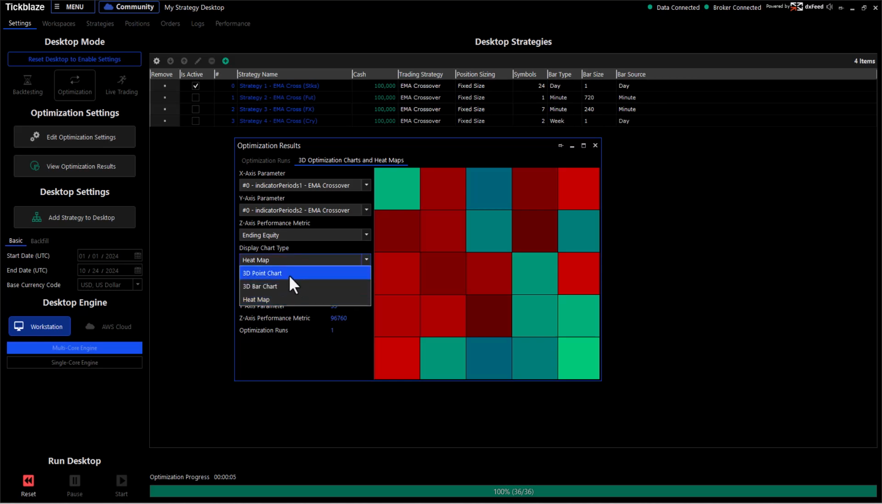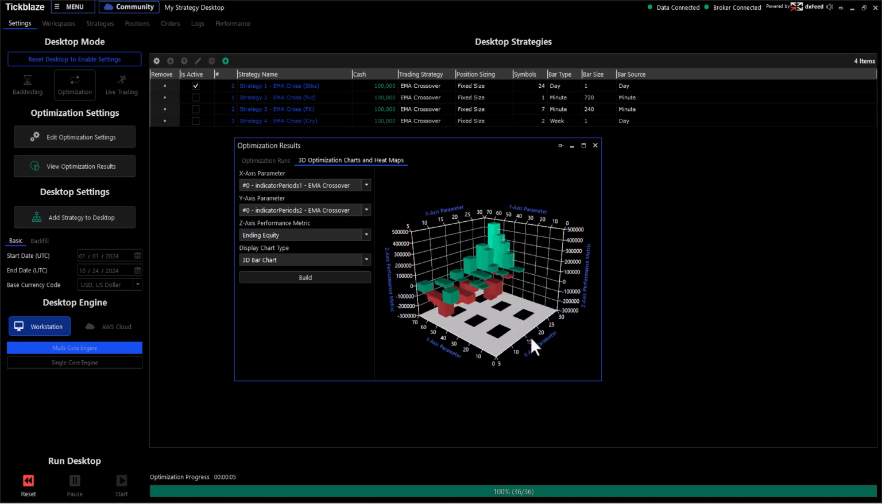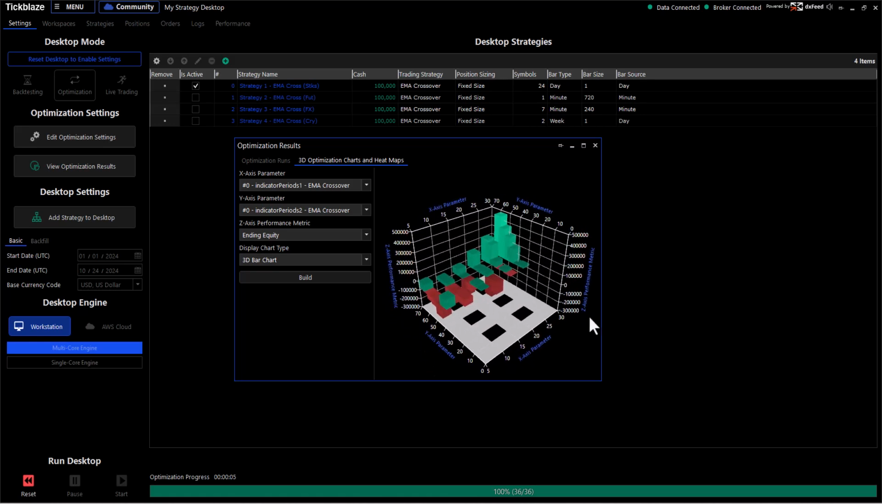And it really just depends on what your goals are as a quant or as an algorithmic trader, right? A lot of traders will just look at the data. Some of you that are a little bit more technical will want to look at the visual graphs for risk analysis. Really, you have that flexibility inside of Tickblaze, okay?